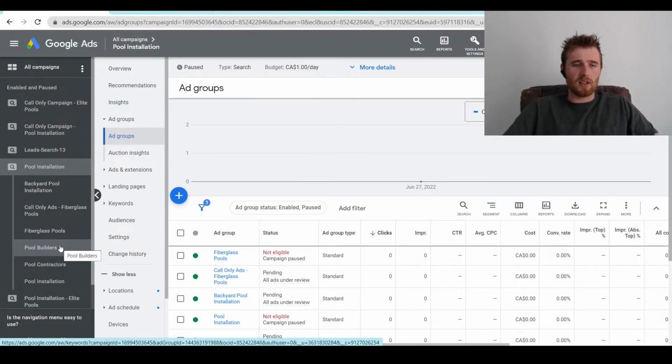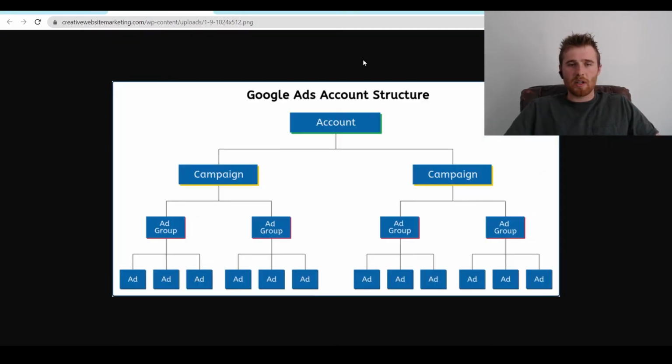But if you were having, let's say, pool builders, pool contractors, pool installation, those can all go into the pool installation campaign because they're very, very similar and they all fall under the category of pool installation. So coming back to our diagram here, we could label this campaign as pool installation, and we could have our ad groups under here as vinyl pool installation, fiberglass pool installation, pool builders, pool contractors, all of that, and it'd be fine.